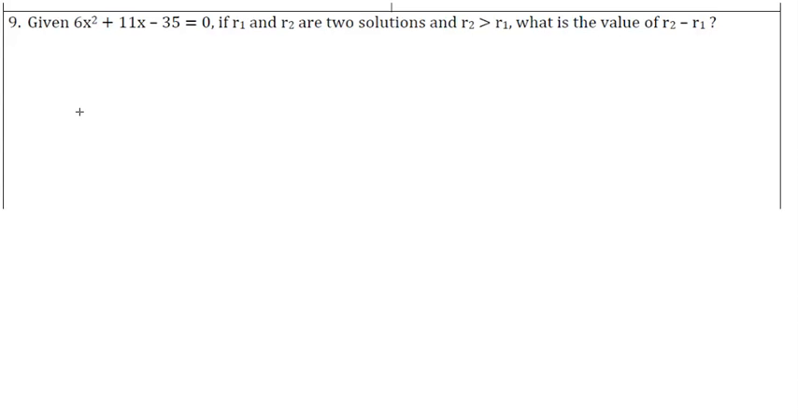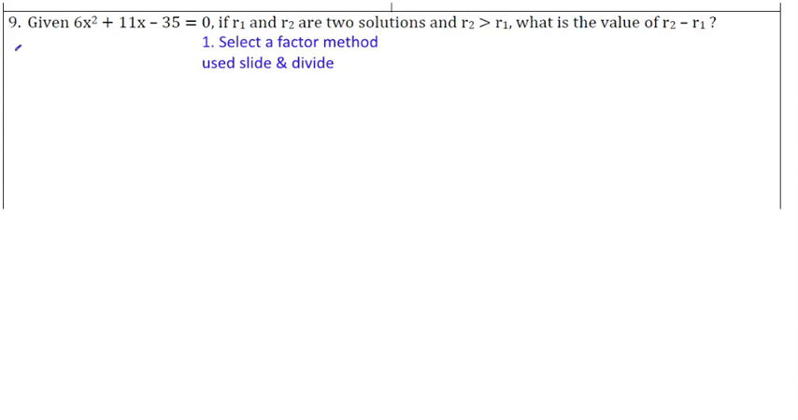Number 9. Given 6x squared plus 11x minus 35 equals 0, if R1 and R2 are two solutions and R2 is greater than R1, what is the value of R2 minus R1? So the first thing we want to do is find what is R1 and R2, the roots. So it looks like a method we can use for factoring this. There's no GCF other than 1, so let's use the slide and divide method.